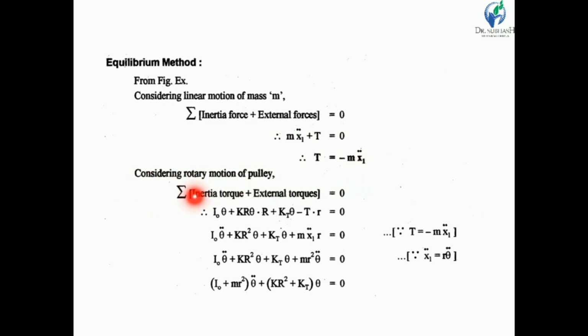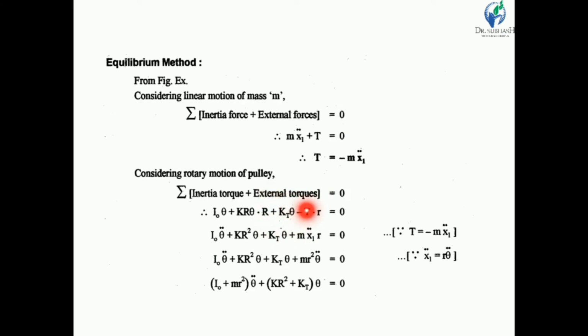Considering rotary motion of the pulley, according to the D'Alembert principle, inertia torque plus external torque, the summation of these two torques is equal to 0. So the inertia torque of the pulley is Io into theta double dot, plus another torque is capital K R into theta into capital R, plus Kt into theta. So this Kt is the torsional stiffness, into theta, minus capital T into r is equal to 0. If we simplify this equation, then we get bracket Io plus m r square bracket into theta double dot plus bracket capital K R square plus capital Kt bracket complete into theta is equal to 0.